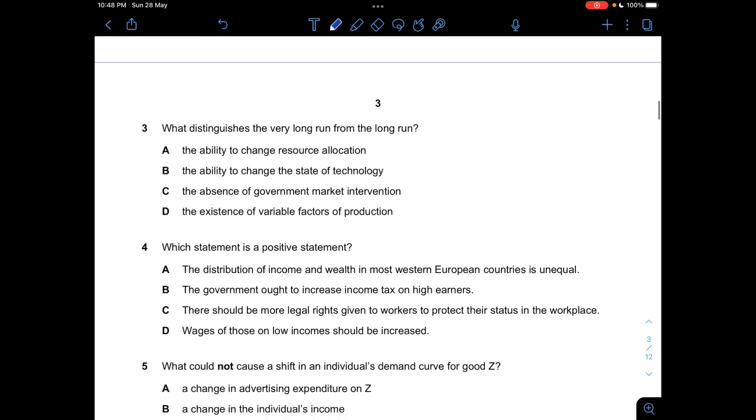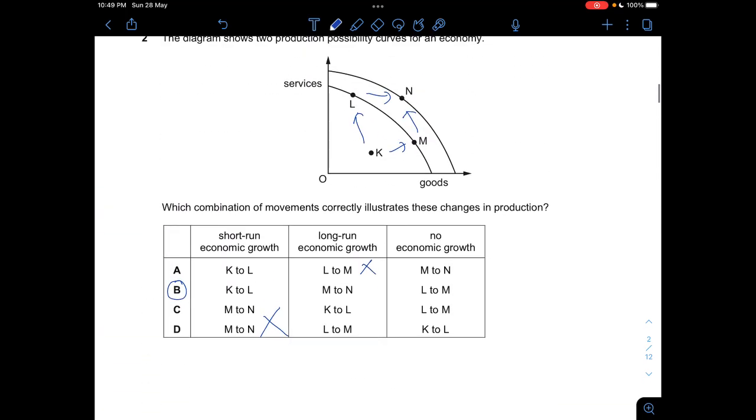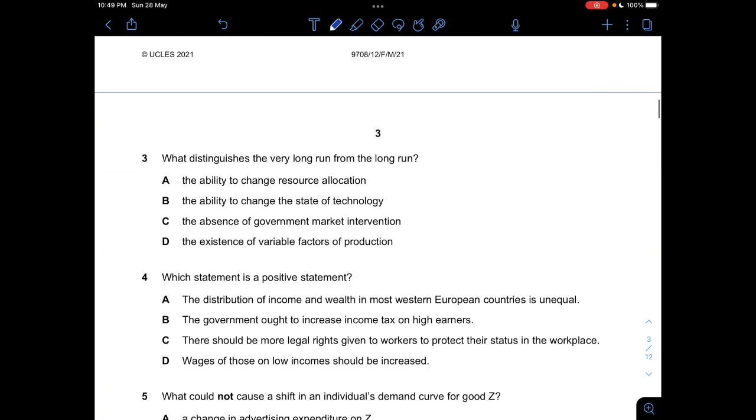Question 3. What distinguishes the very long run from the long run? So for the long run, all the factors of production can be changed. But in the very, very long run, like you can see from this PPC, this is when there's an improvement in the state of technology, and also when there's an increase in raw material.